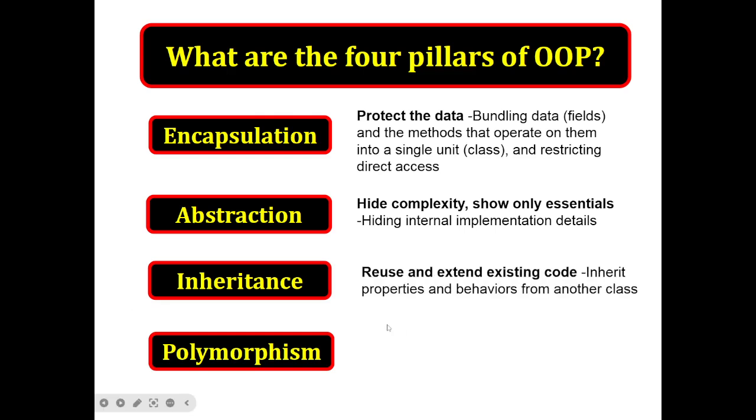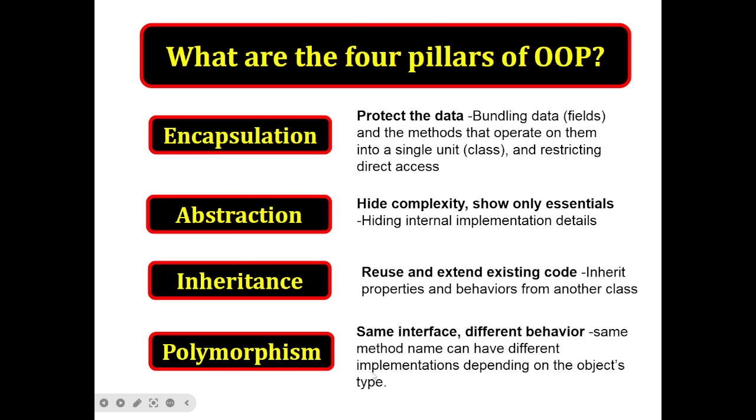Inheritance, we use it to reuse and extend existing code. It basically inherits properties and behavior from another class. Inside the parent class we have some properties and behavior that can be extended by the subclasses. That is what we call inheritance. Polymorphism has the same interface and different behavior, like the same method name can have different implementations depending on the object type. So these are the 4 important object oriented principles you should keep in mind.